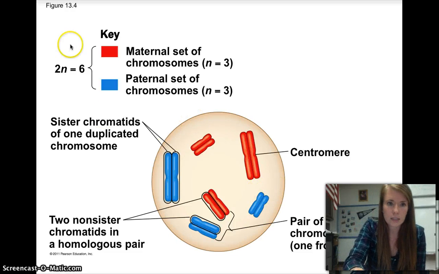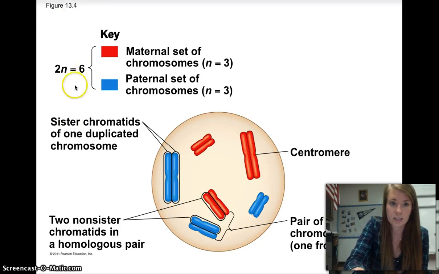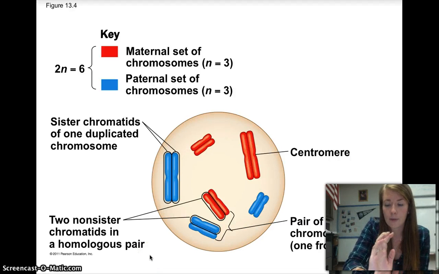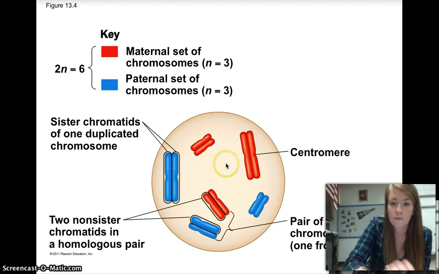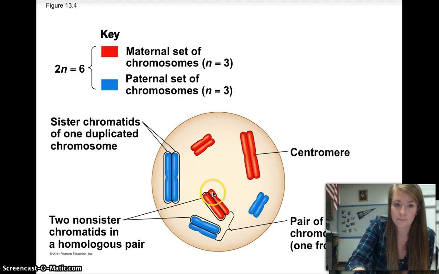So here we go. The diploid number for this species is 6 because the number of chromosomes is 3. So this is a normal cell. There are 6 chromosomes in it, but 3 different kinds. You can see there's one we'll call chromosome 1, this little baby one, chromosome 2, this middle one, and chromosome 3, this bigger one. You have 2 copies of each of them.